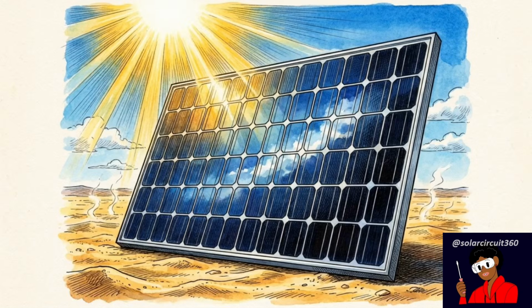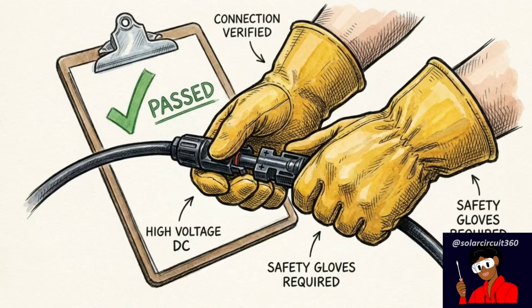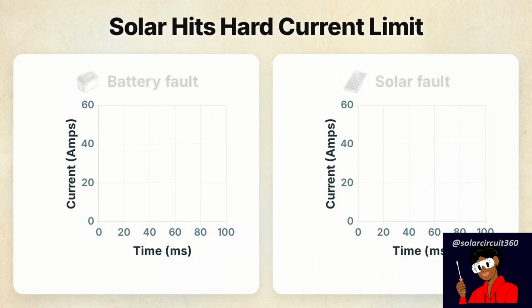A solar panel operates under a different set of physical rules. Deliberately shorting the positive and negative leads of a solar module is a standard, manufacturer-approved diagnostic test used to verify system health. This graphic shows the difference.